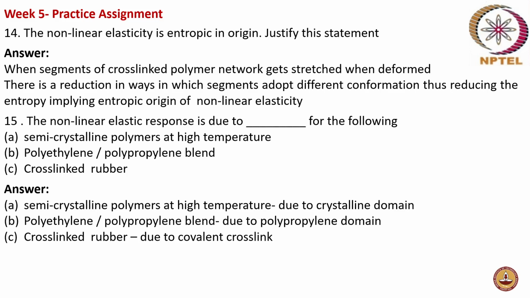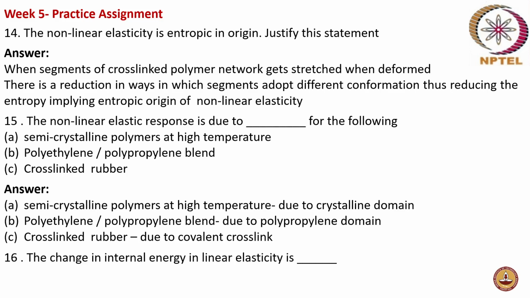And finally, in rubber, you have covalent cross linking, and I explained in the previous question itself that between the cross links, when the material is stretched, your conformational entropy reduces, and once you leave it, it comes back to the original state. And this is the origin for your nonlinear elasticity in case of cross linked rubber. Okay, let's go to next question.